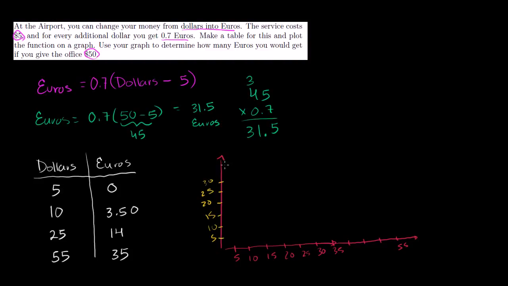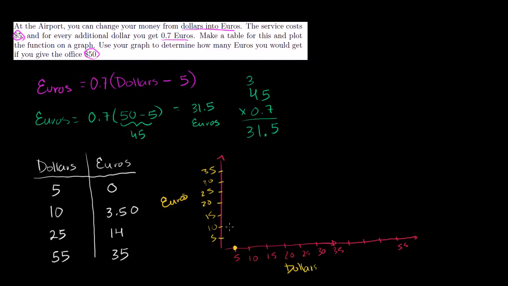Well, that's a little bit too much of an increment. 35. All right, now let's plot these points. I give them $5, I get 0 euros. So this right here is euros, and this is the dollars. The dollars is the independent variable, and we figure out the euros from it. Or the euros I get is dependent on the dollars I get.